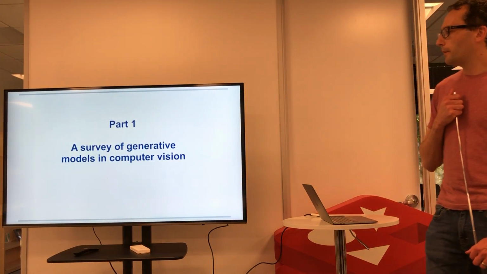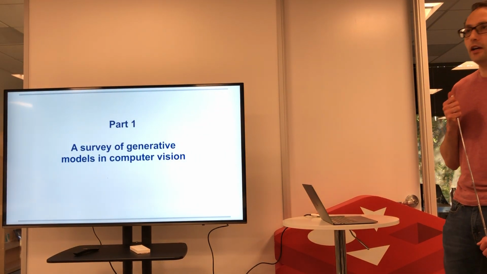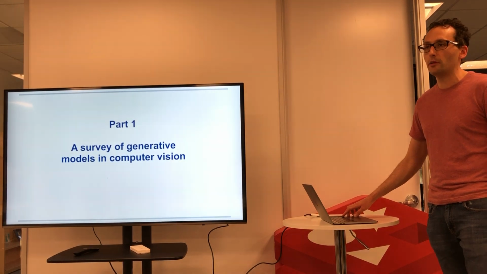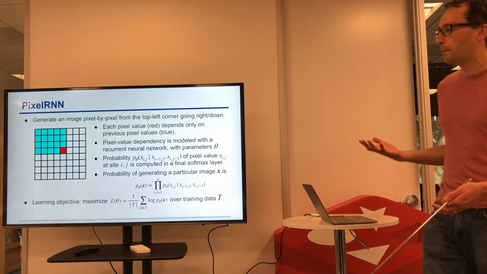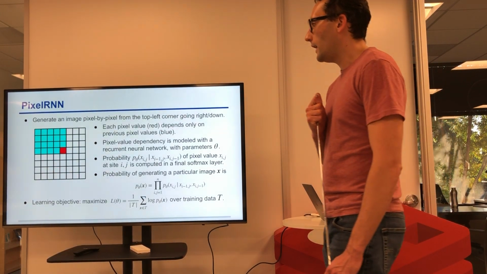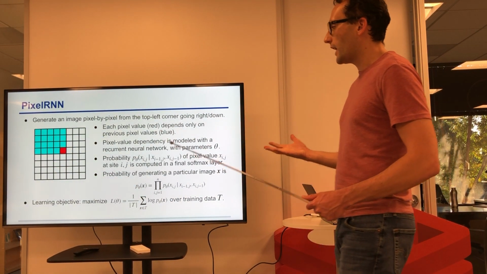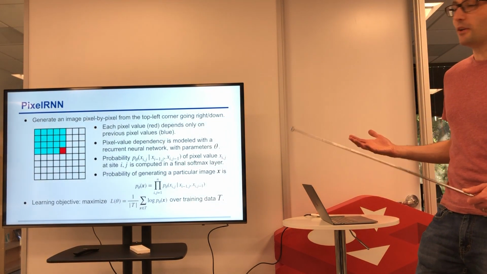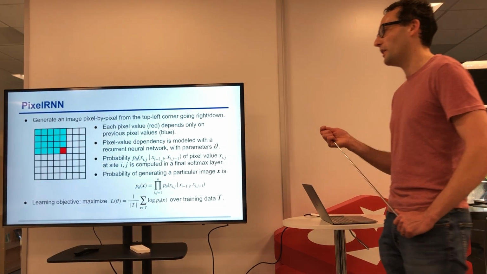So, let's begin with a quick survey of 3 classes of generative models for images that I've encountered. One is called pixel RNN here. Unfortunately, this slide is very dense. Perhaps you shouldn't read all that much about it, so much as just look at the image here, and let's go with that.